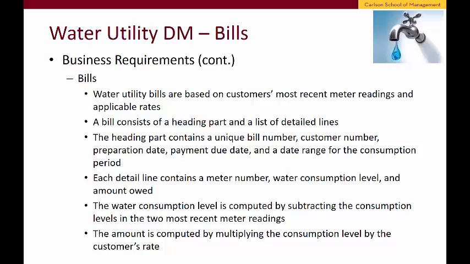Each detail contains the meter number, the water consumption level calculated from 2 subsequent readings, and the amount owed. It seems that additional detail lines refer to different meters with their consumption levels and amounts owed. This is something that should be clarified with the billing department, but it seems like a reasonable assumption. At this point, I'm going to take a pause.